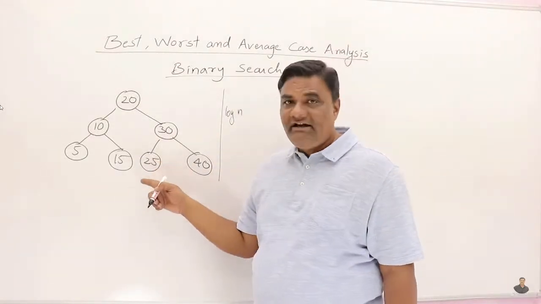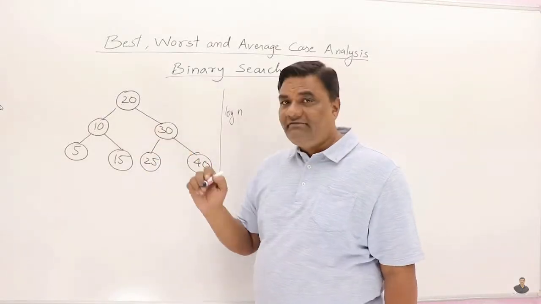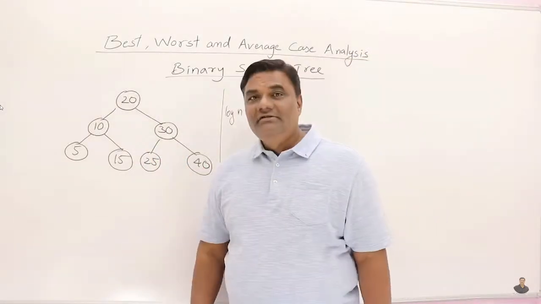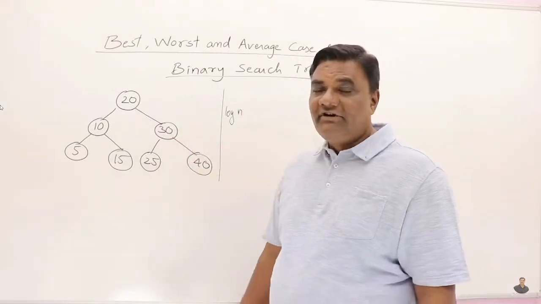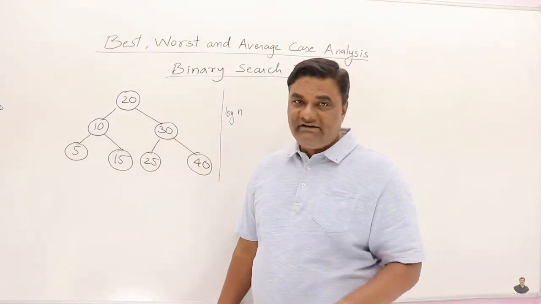Around 7 elements, actually 8 elements, I have. So log 8 is 3. So 3 comparisons are required. The height of the tree is log n. So the time taken is log n for 15. Now let us understand what is the best case and the best case time, and the worst case and the worst case time.